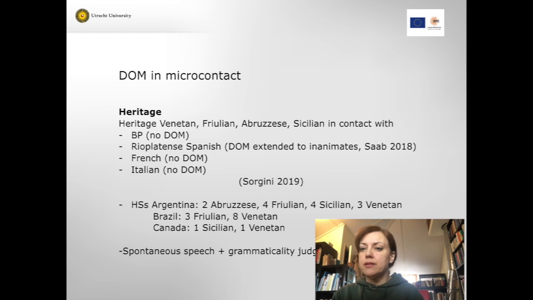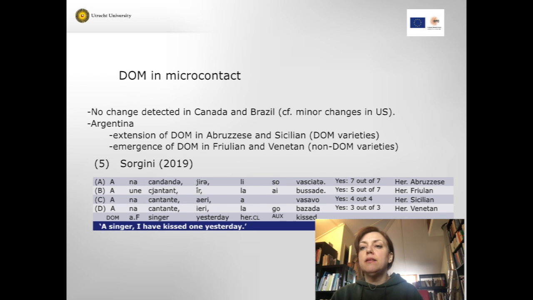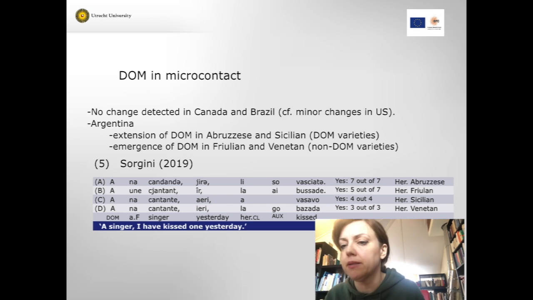We again looked a lot at spontaneous speech and grammaticality judgment tasks. And the result is that in Canada and Brazil, there seemed to be no loss. But what is interesting is that in Argentina, there is a big extension in those languages that have it. And we see emergence of DOM in Friulian and Venetan that do not have it normally, for instance, in their Italian counterpart.